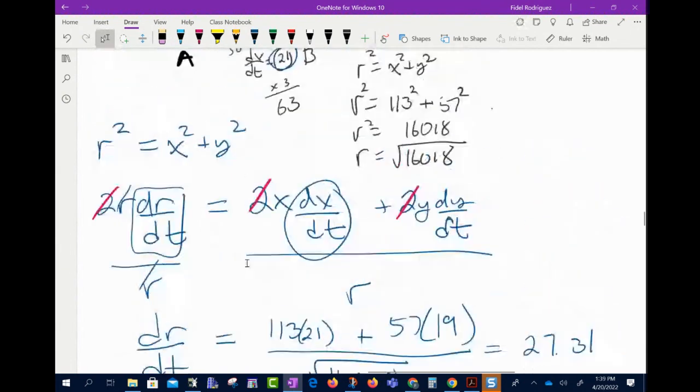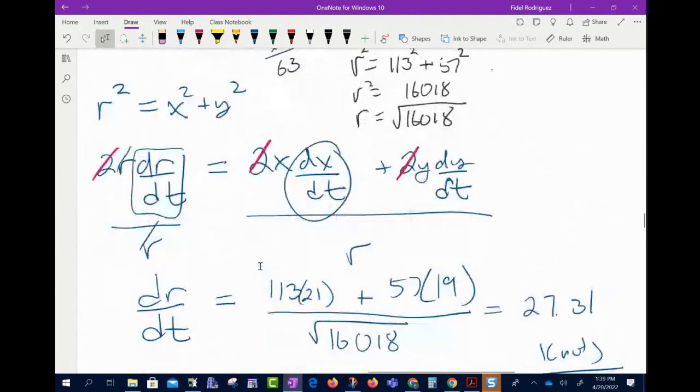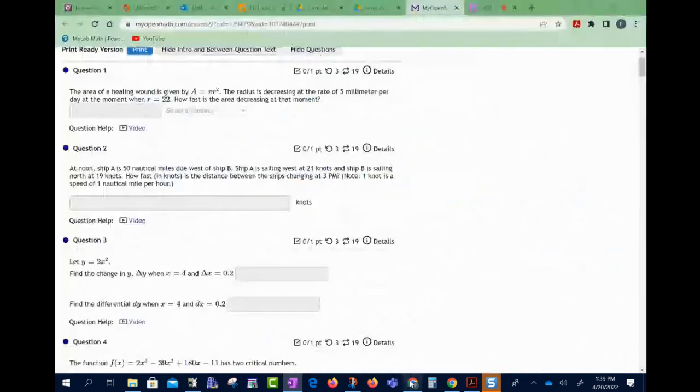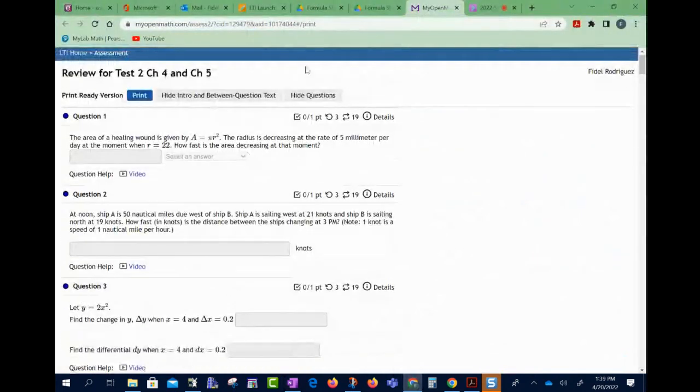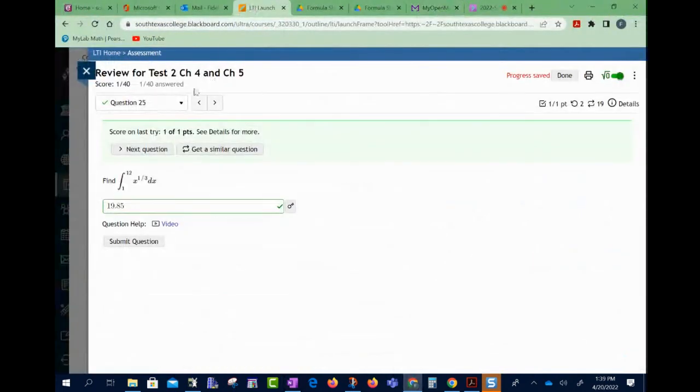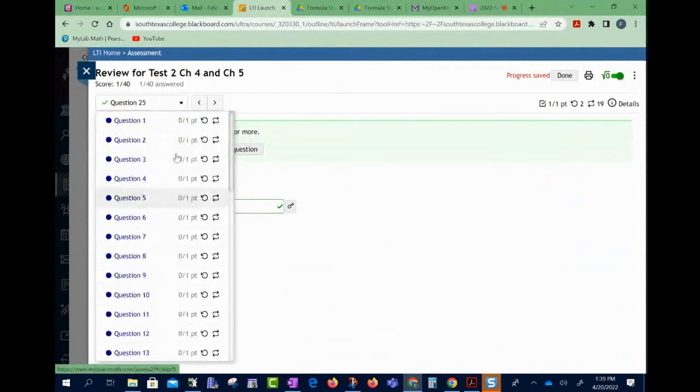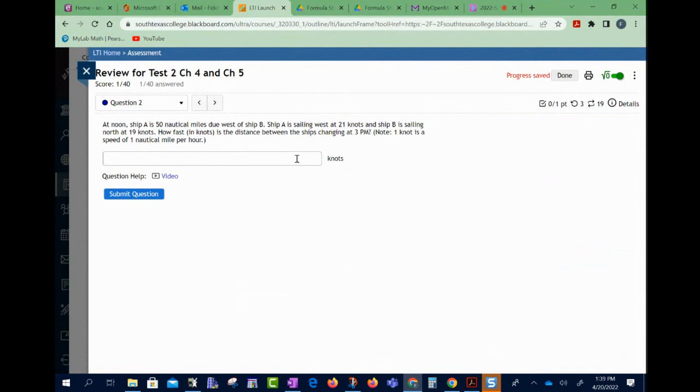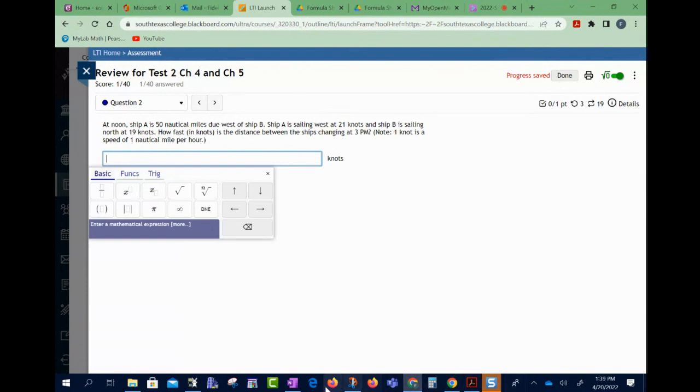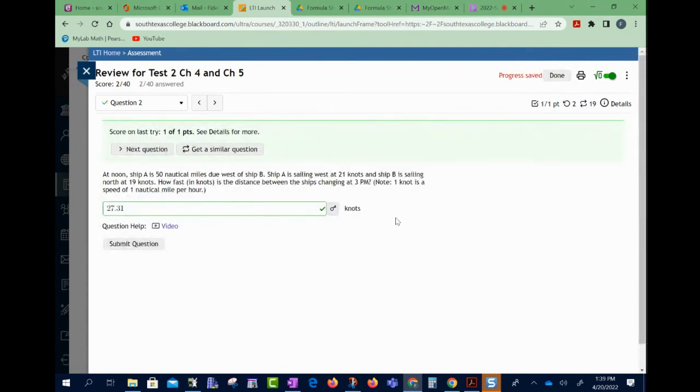Does that make some more sense, Jennifer, on how to do number 2? Yeah, of course. So let me see here. There we go. That was number 2. Same numbers? Yeah, same numbers, right? So what did we come up with? 27 point something? 27.31. Submit it. There we go. We got it.